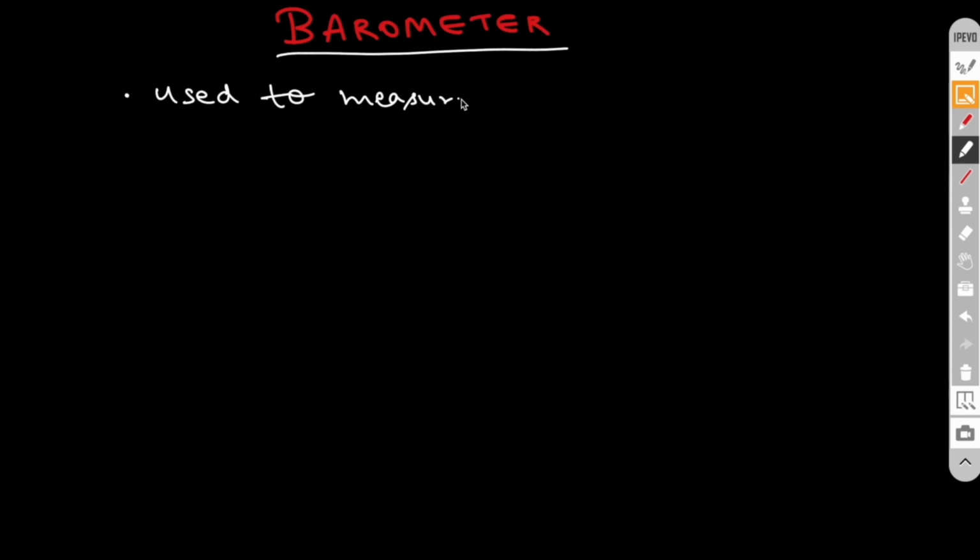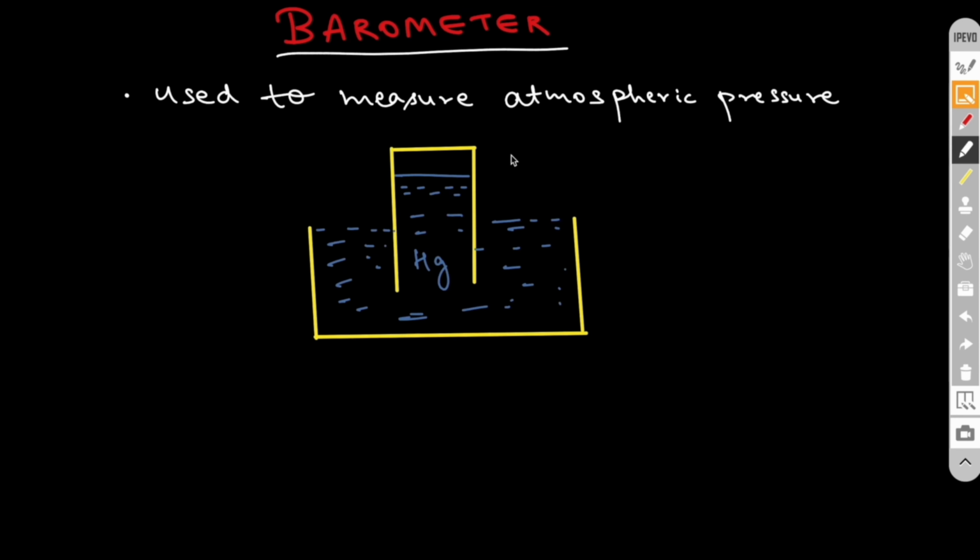So what's the purpose of barometer? We discussed earlier. We'll quickly write it over here again, that it's used to measure atmospheric pressure. Right? It's used to measure atmospheric pressure. Now we'll draw a diagram to represent our barometer over here.